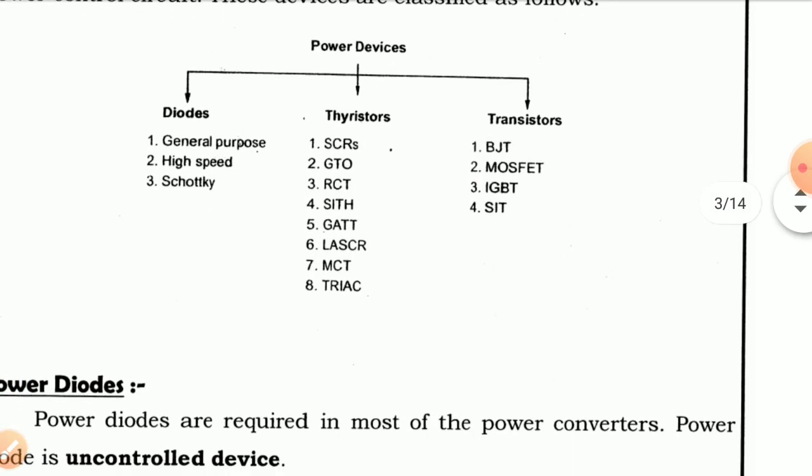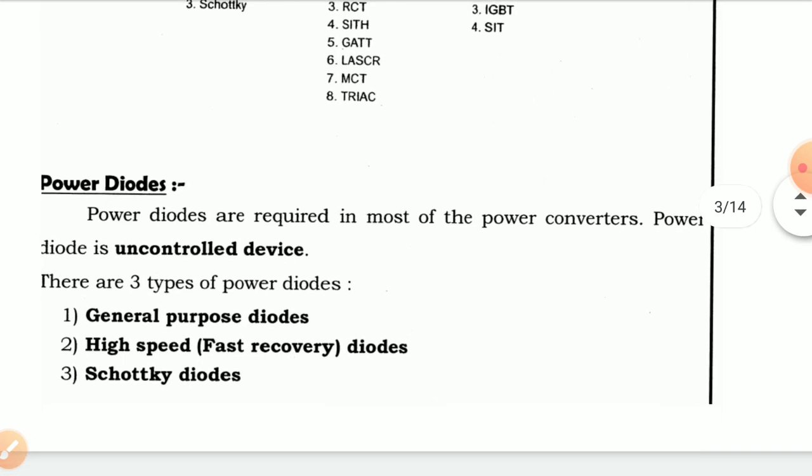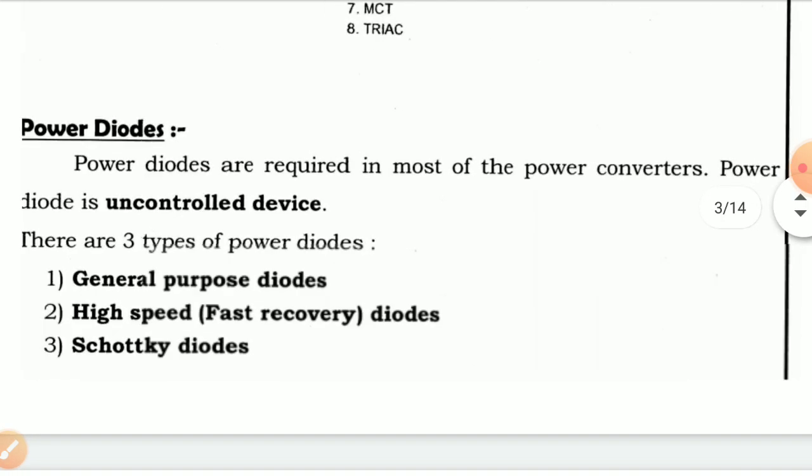Next is power diodes. You already know what power diodes are. Power diodes are required in most of the power electronic converters. The difference between normal diodes and power diodes is the voltage rating and current handling capability. If you take any power electronic converter, power diodes are required.